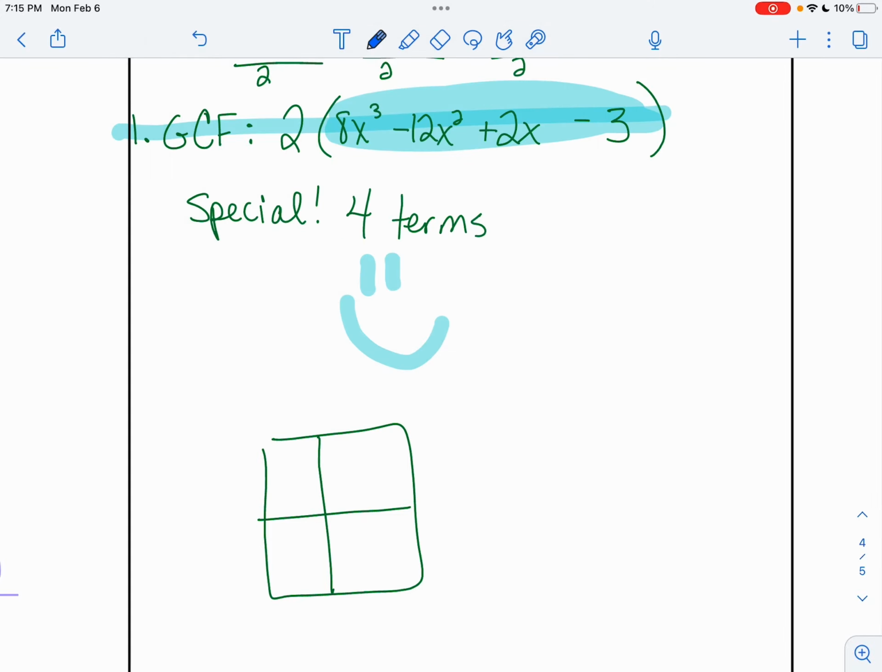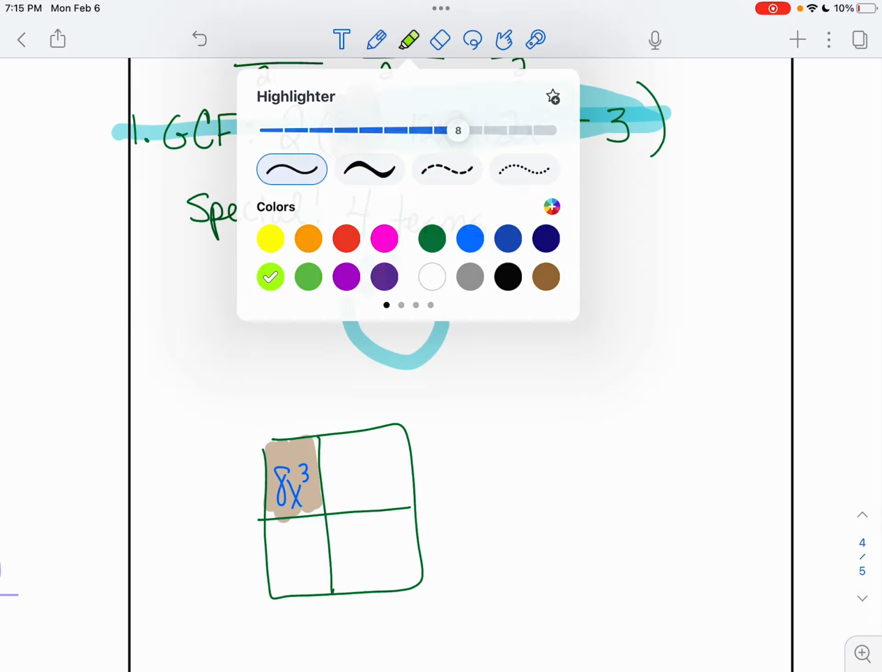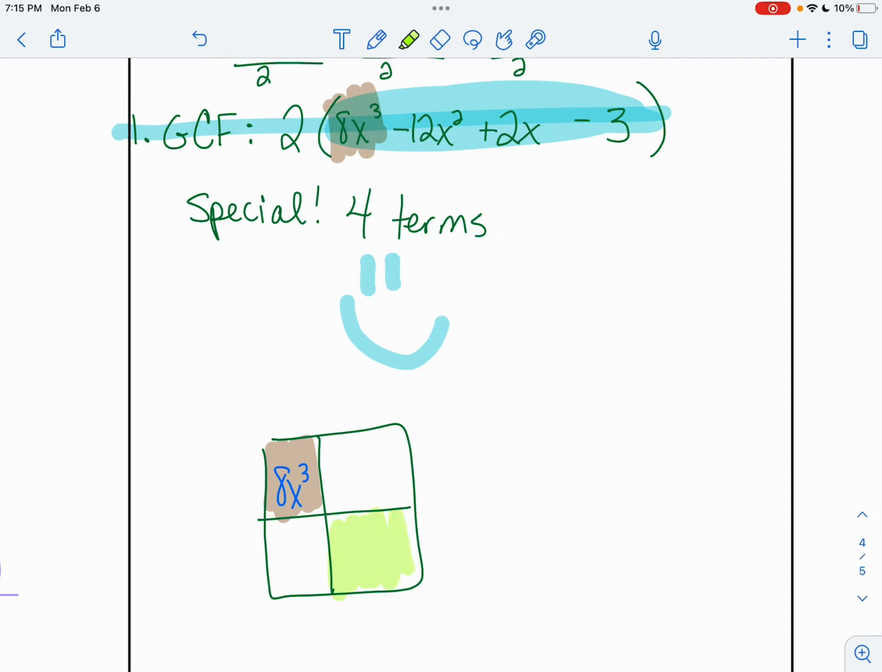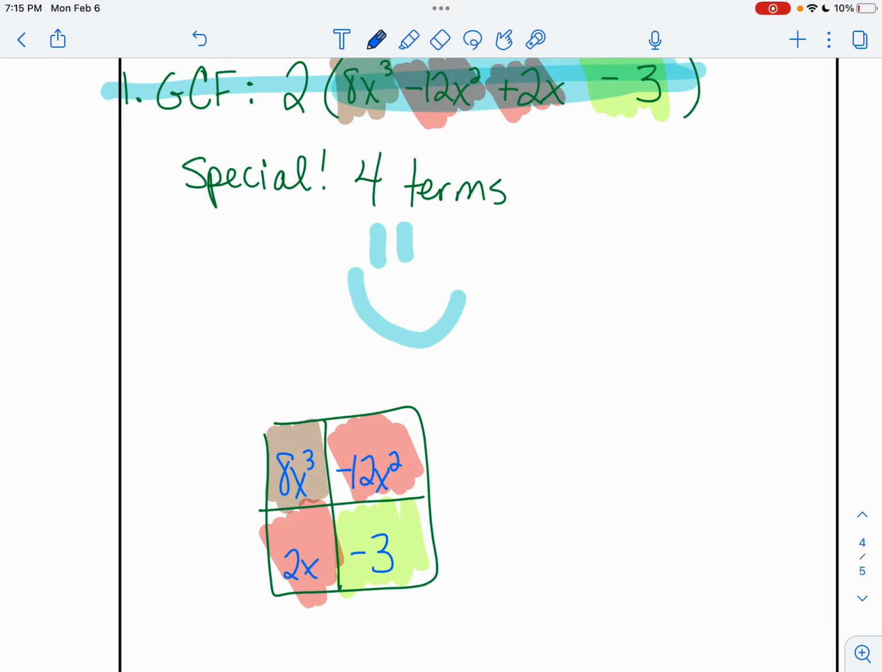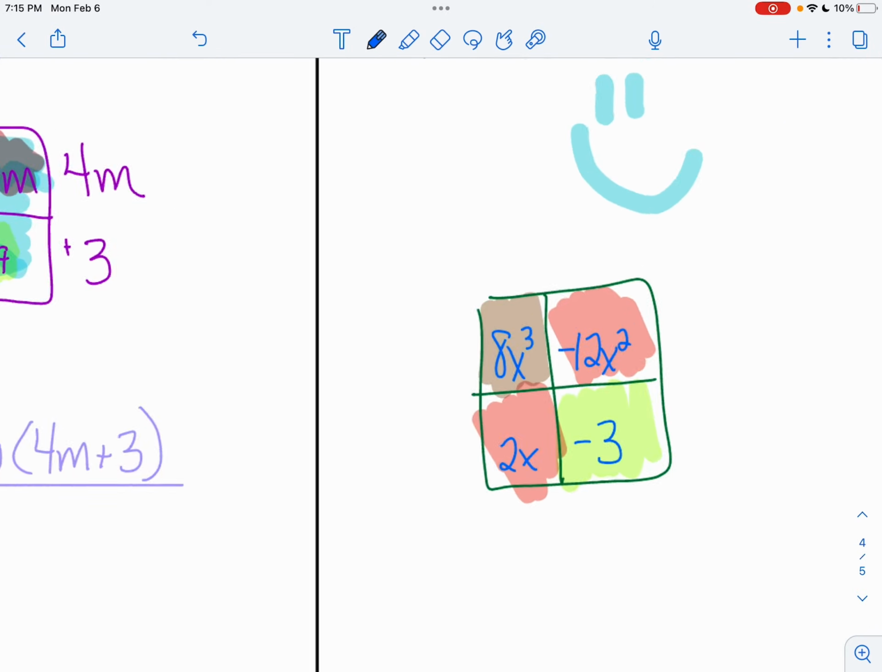Do you want to take a guess as to what goes here? I'm going to get 8x cubed. Do you want to take a guess as to what goes here? Is that negative 12x squared? Negative 3. That's right. So the first goes on the first, the last goes on the last. Would you like to take a guess as to what goes here? Just those 2. It's like it's already done for you. It's just like that. Isn't that kind of cool? Beautiful. So they get to skip all the steps there.